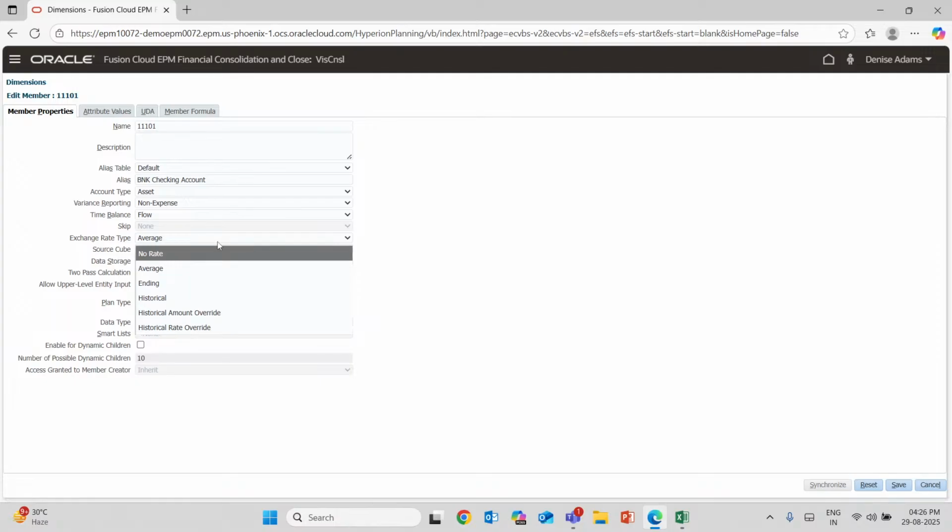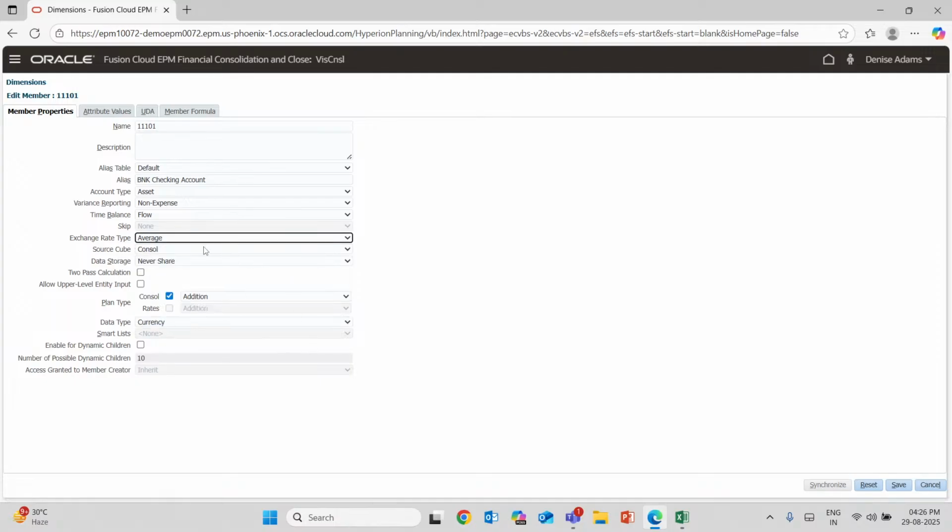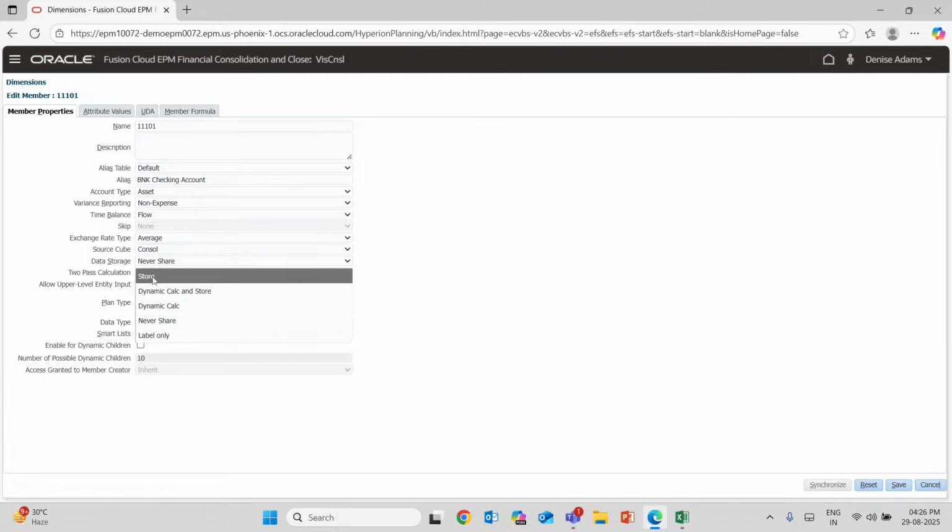So for now we are going to keep no rate only. Then cube, we have only one cube. In consolidation we have console only. And then we have data storage. There are 5 data storage options here.